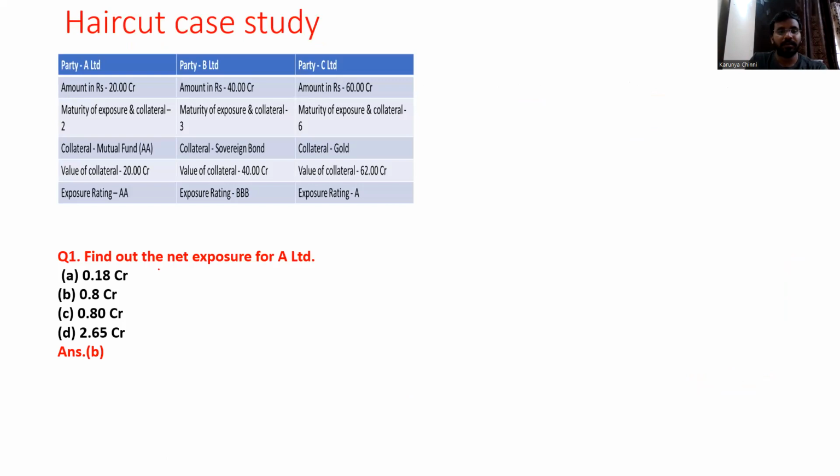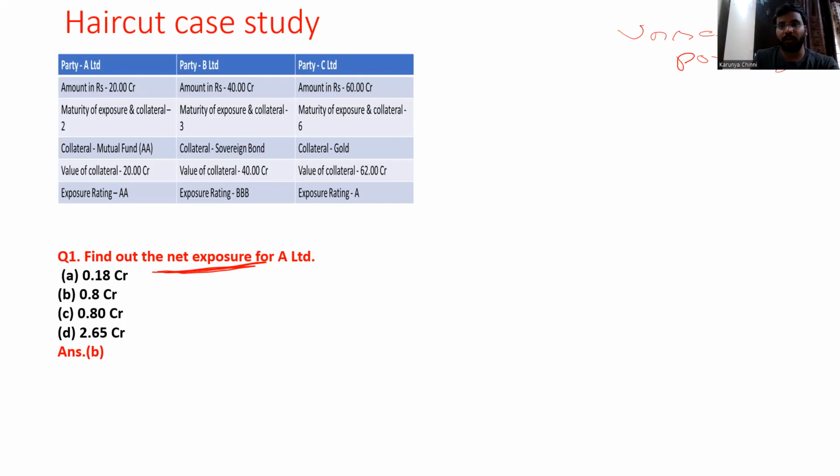Now we will calculate the first question. We have to calculate the exposure amount, the net exposure amount. What do you mean by net exposure? It is the amount without collateral. We have to calculate what amount is not covered under collateral, that is, the unsecured portion of the loan.